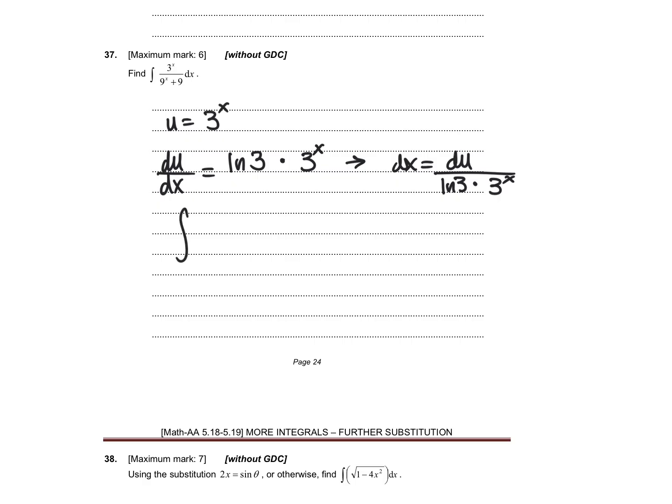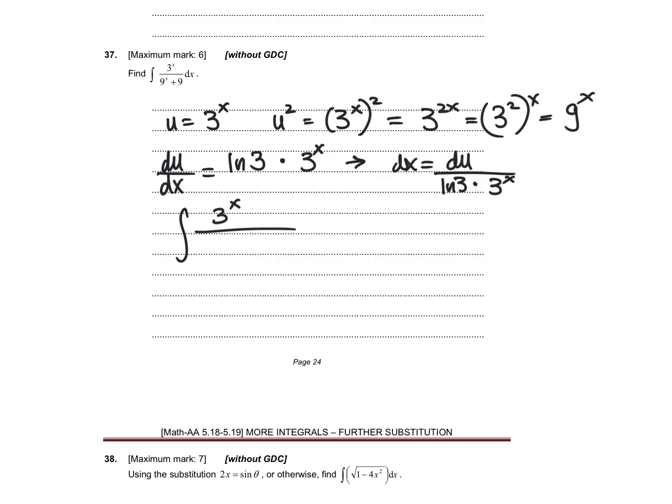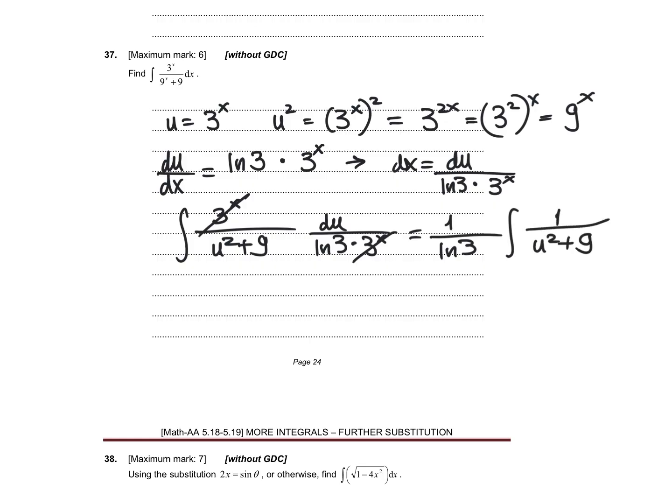So now we leave that 3 to the x. u squared is going to be 3 to the x squared, which is 3 to the 2x, right? Which is 3 squared to the x. Okay? So this is going to be u squared plus 9 down here. And then dx is du over natural log 3 times 3 to the x. So those cancel. Natural log 3 is just a number. So 1 over u squared plus 9 du.